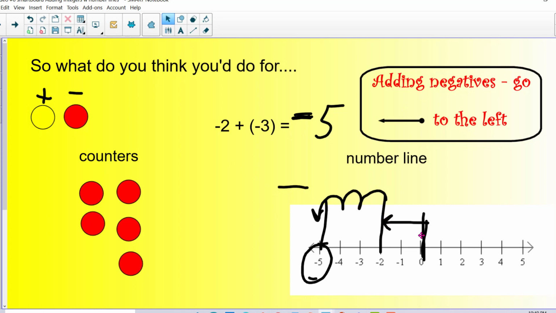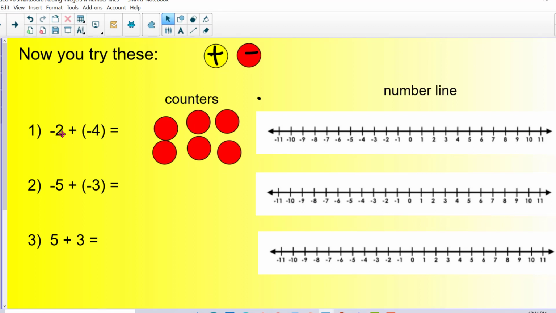So think of it, in football, if you got pushed back 2 yards from your starting point, right? And then on the next play, you got pushed back 3 more yards. So you're going back, you're going towards the negative. Now you've lost a total of 5 yards. Okay? Now I want you to try these 3.